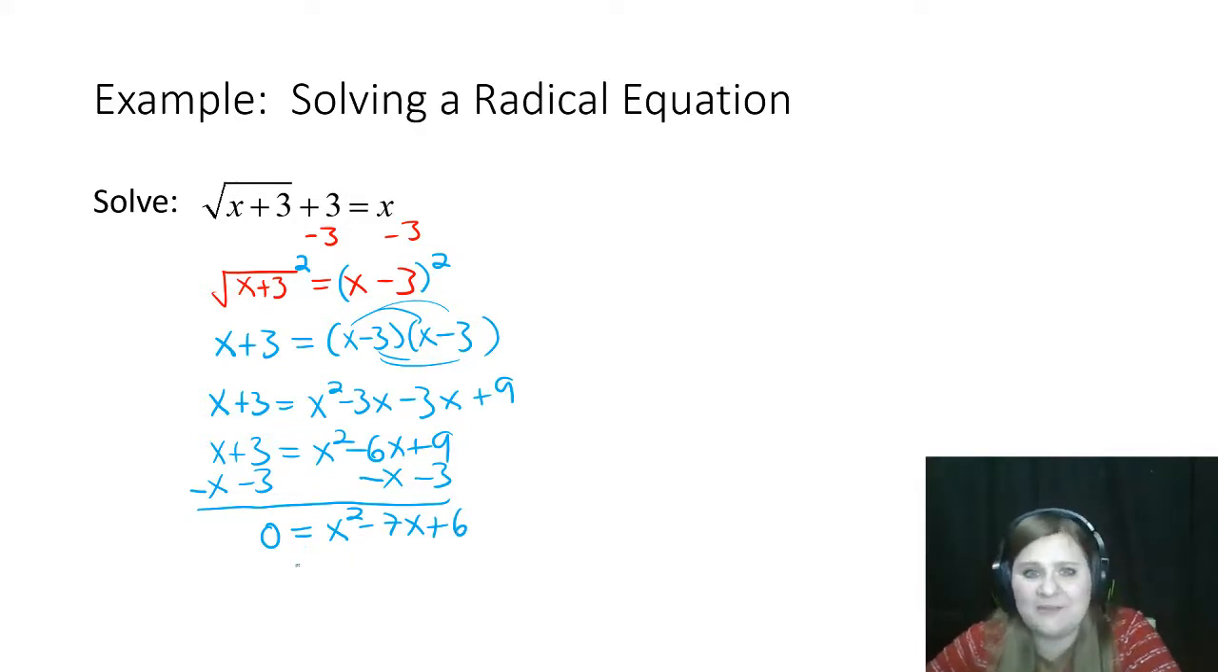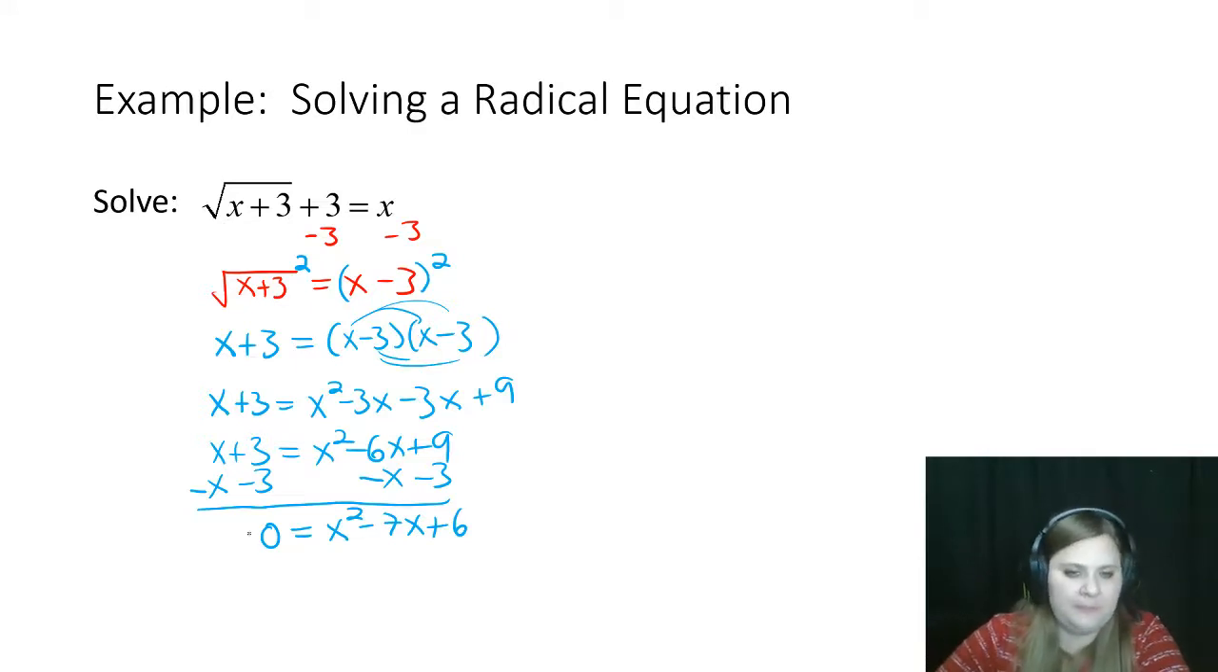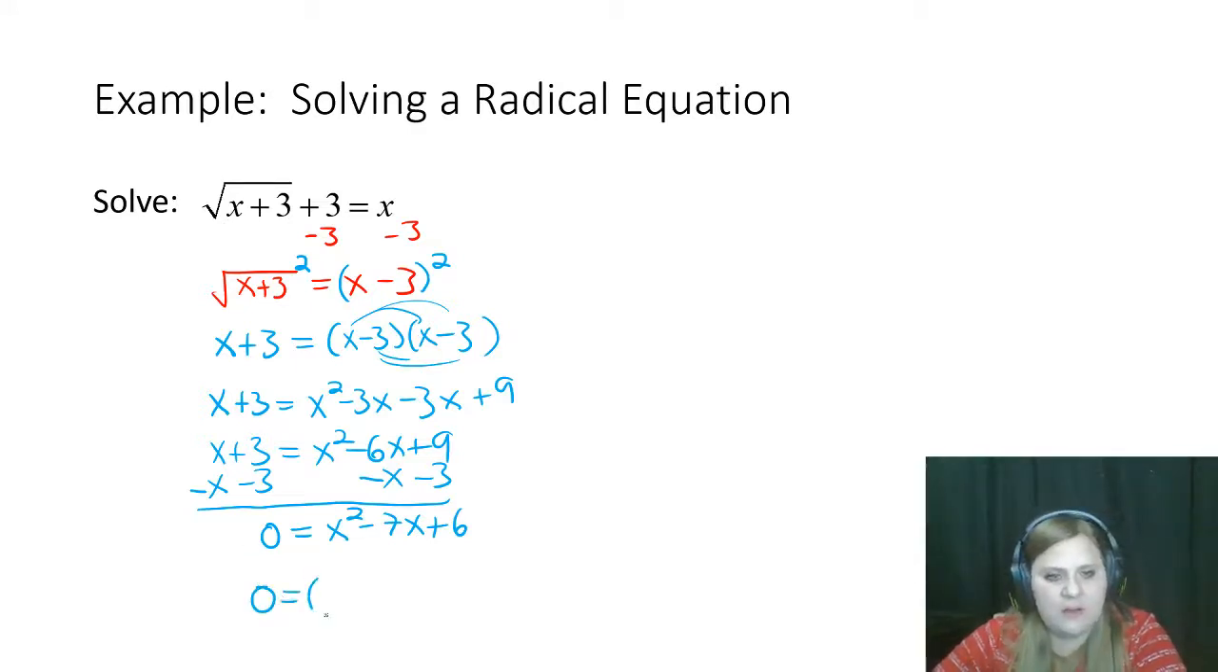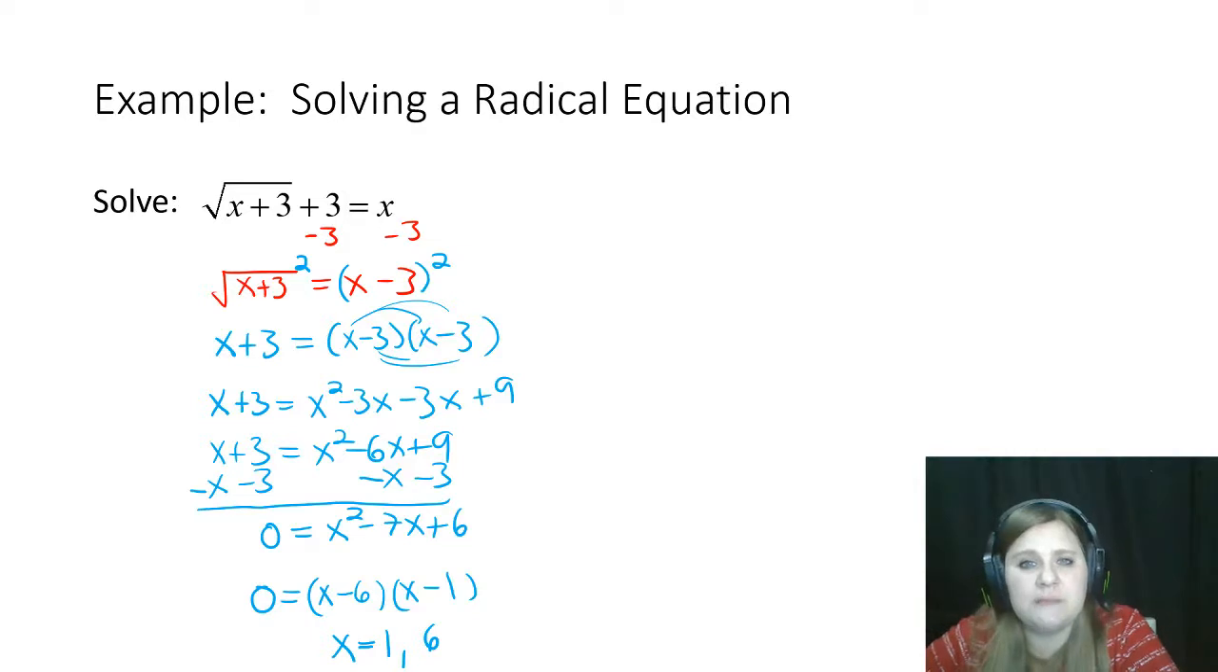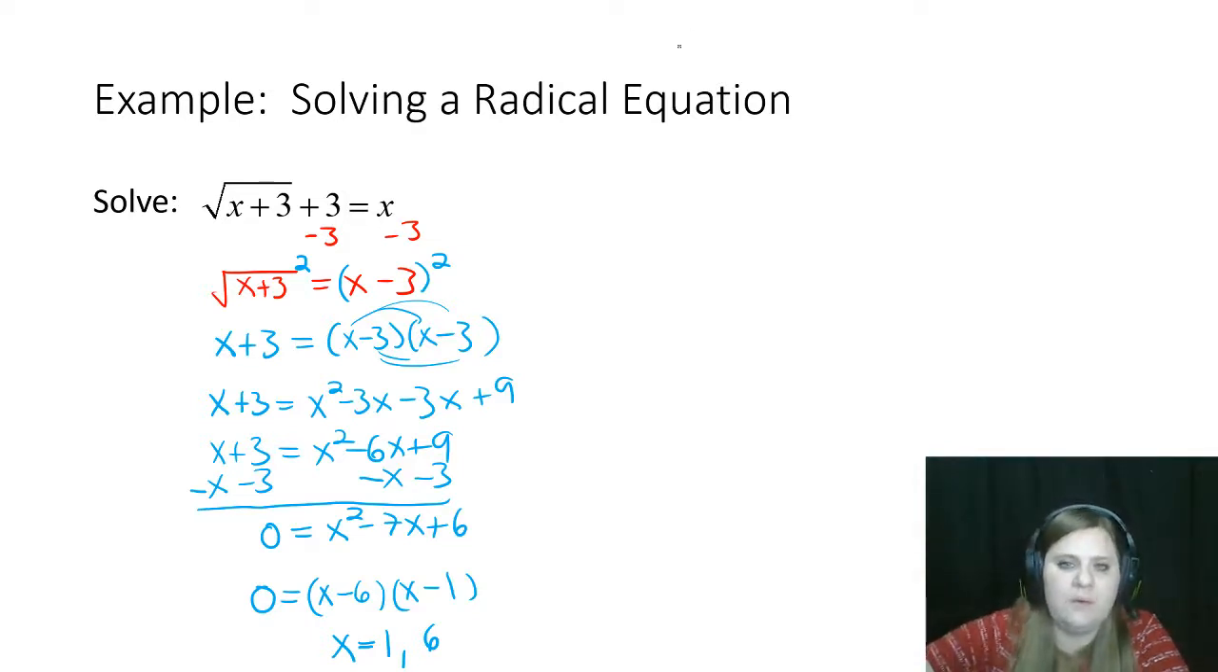Now, if it's factorable, I should factor it. If it's not, I'll use the quadratic formula. In this case, I can factor it. I need to find two numbers that multiply to 6 and add to negative 7. And I think to myself, well, negative 6 and negative 1 seem to fit that bill. So I'm getting two answers, x equals 1 and x equals 6. Now, I still have to check and make sure they both work. So I'm going to check each of them.